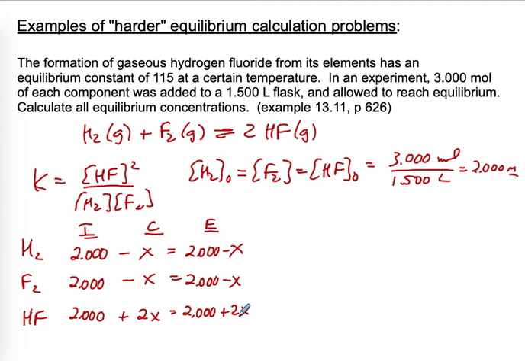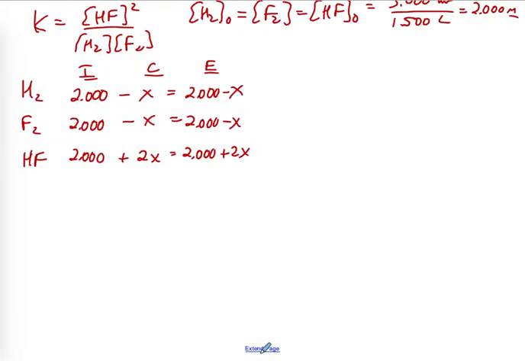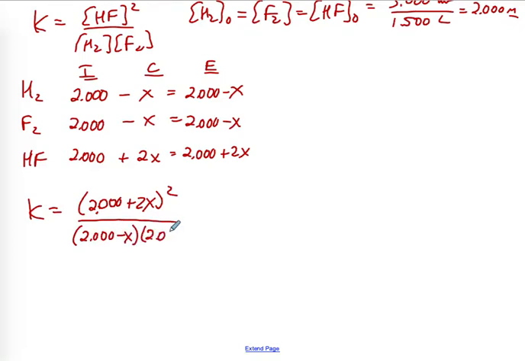Okay? Now, here's what I'm going to do. I am going to take the values in the E column in the ICE table, and I'm going to plug them into the K expression. So my equilibrium concentration of HF is 2.000 plus 2x squared divided by 2.000 minus x times 2.000 minus x, which is equal to 115.